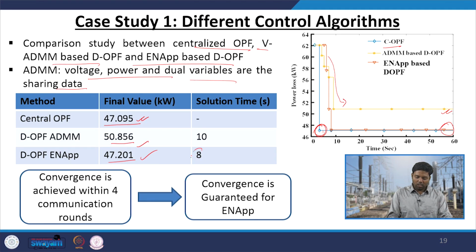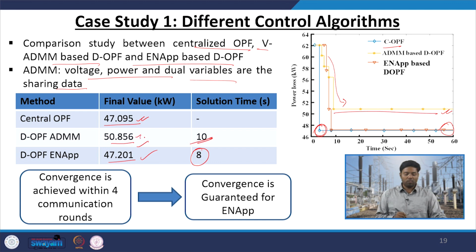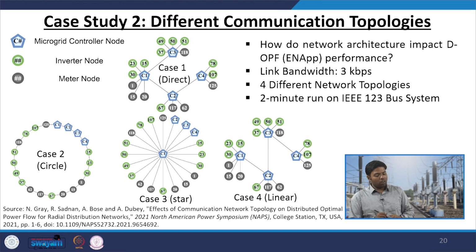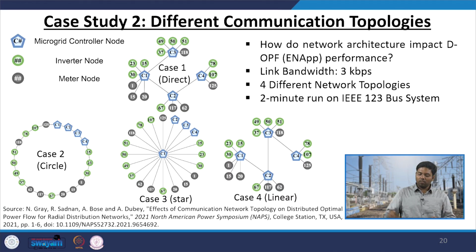And it converges within 8-second time, whereas ADMM does not even converge, it stays at this higher loss value. So, for NAP, convergence is achieved within 4 communication rounds, and convergence is guaranteed for the NAP algorithm. With this, now we will study the performance of the NAP algorithm only for different case studies.